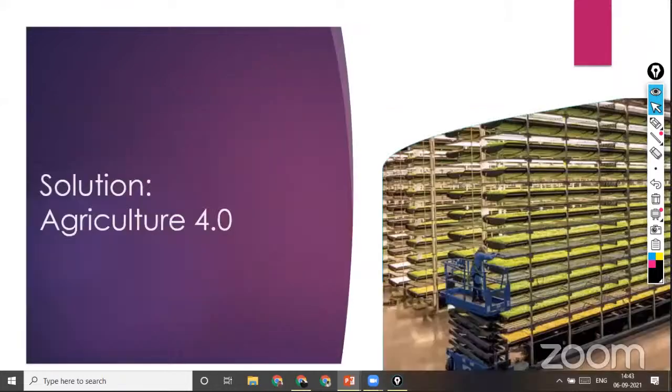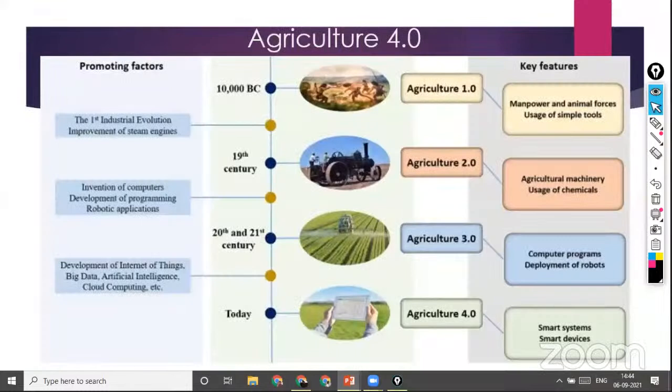The solution is actually agriculture 4.0. Before seeing what exactly agriculture 4.0 is, you might know about the industrial revolutions, and right now we are in 4.0. In the same way, agriculture is also in 4.0. So let's look at agriculture 1.0, 2.0, 3.0 first. Then we'll come to agriculture 4.0.